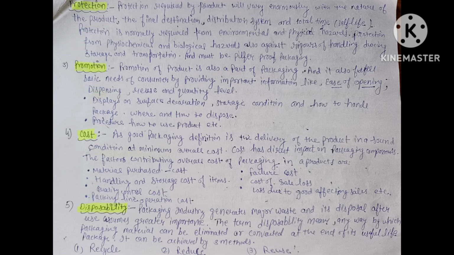Second is protection. Protection required by a product will vary enormously with the nature of the product, the final destination, distribution system, and total time, meaning the shelf life of that product. Protection is normally required from environmental and physical hazards. Protection from physiochemical and biological hazards, also against rigors of handling during storage and transportation, and it must be pilfer-proof packaging.